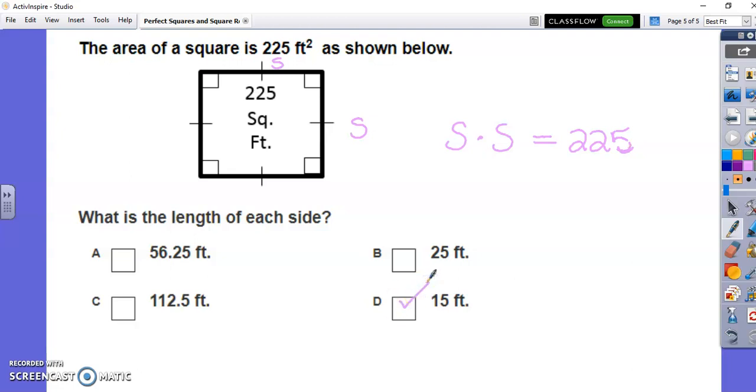And honestly, none of these other answers make any sense. 20 times 20 is the biggest perfect square we know, and that equals 400. 225 is way below 400, so the answer has to be lower than 20. This is not lower, and that's not lower than the number 20.